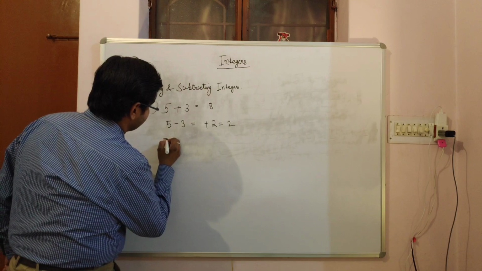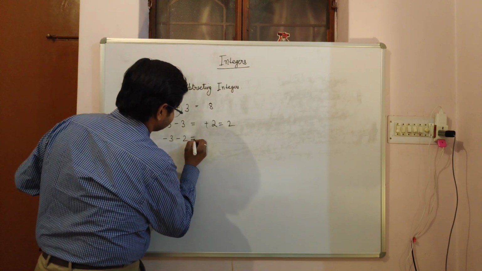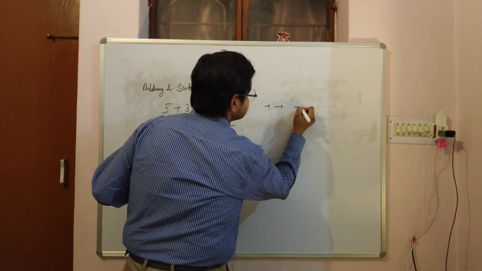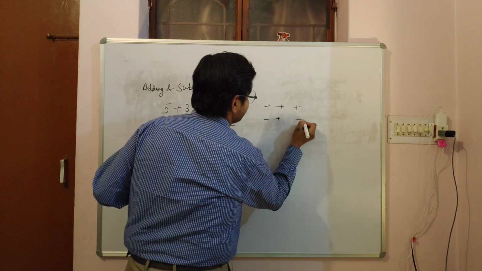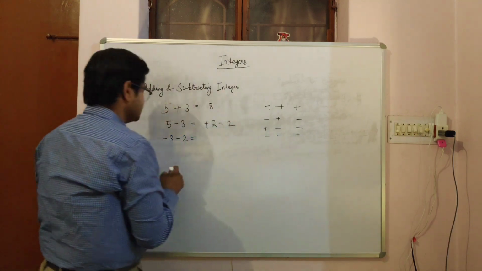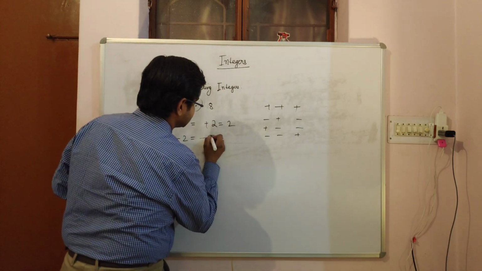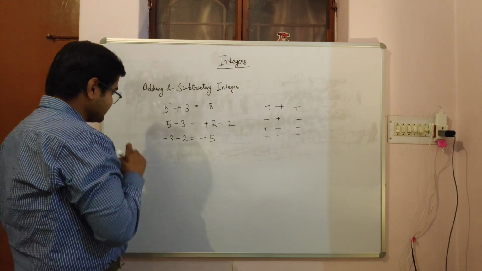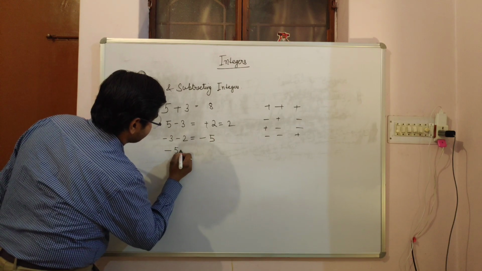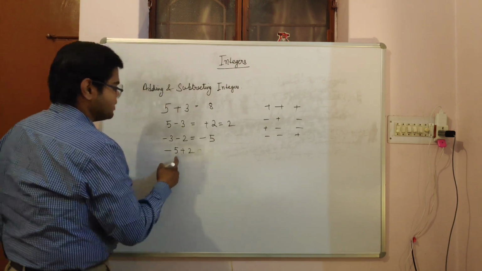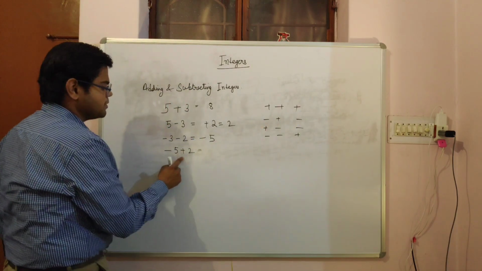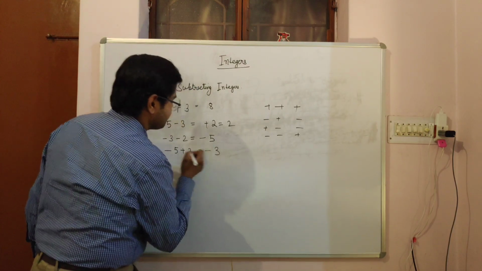Suppose we have minus 3, minus 2. So what will be minus 3 and minus 2? As you already know, plus plus is plus, plus minus is minus, minus plus is minus, and minus minus is plus. So minus 3 minus 2 is minus 5. And if it would have been minus 5 plus 2, it is minus. So minus 5 plus 2 will be minus 3.